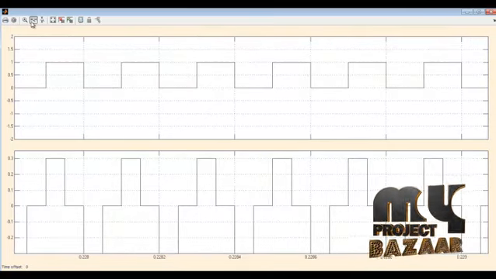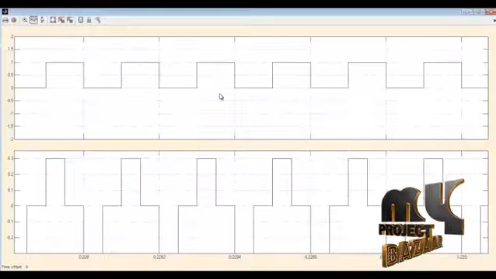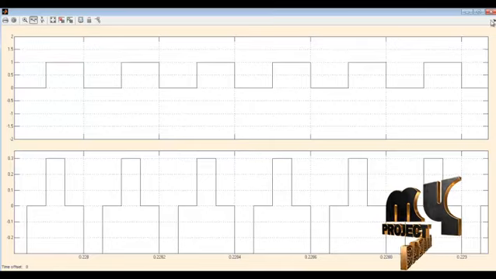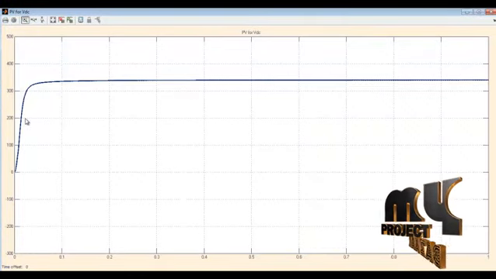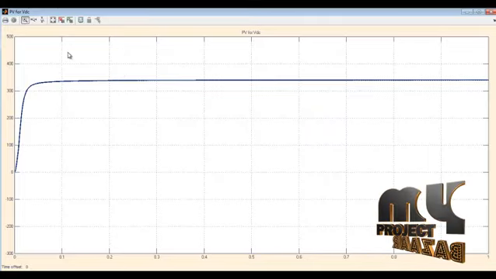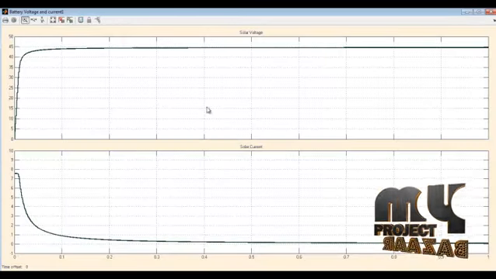Use the y-axis zoom and x-axis zooming. This is our triggering pulse of the DC to DC boost converter and the saturation region for the solar panel. So this is our DC to DC switching pulse and the solar panel. And this is our PV for VDC. This is the VDC of the solar panel for the boost converter. Another one is the solar current and solar voltage.